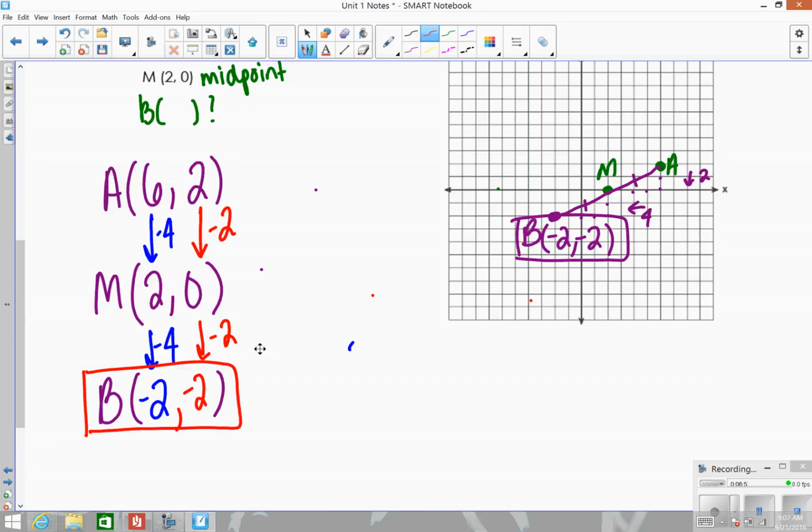Knowing the algebraic way will be beneficial when you have messy numbers with decimals and things. Graphing is sometimes easier, but doesn't work all the time when you have decimals. So that's why you've got to know both methods.